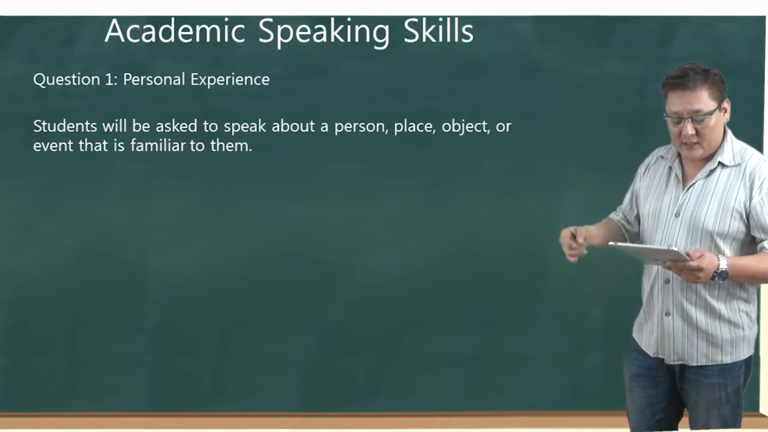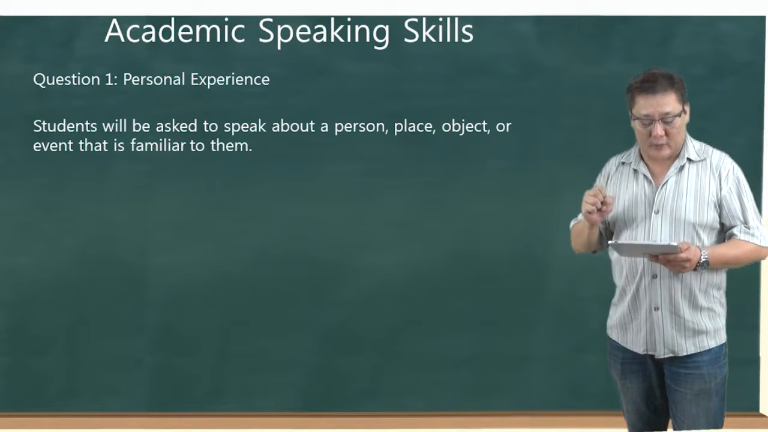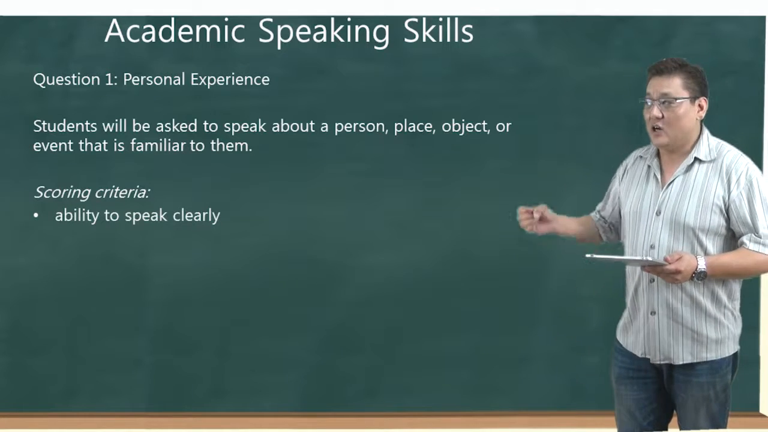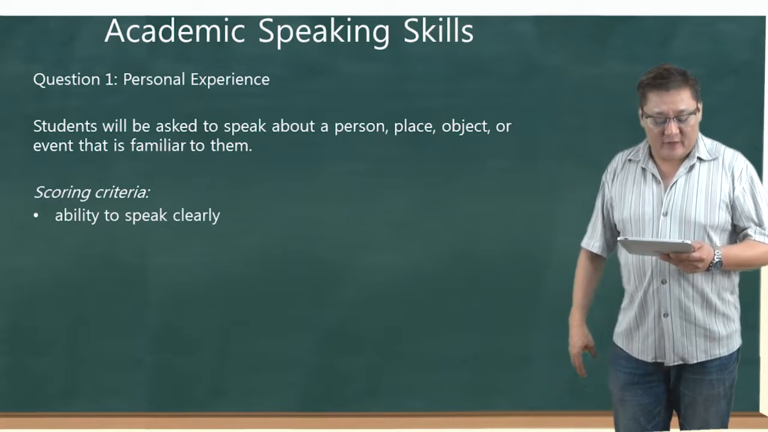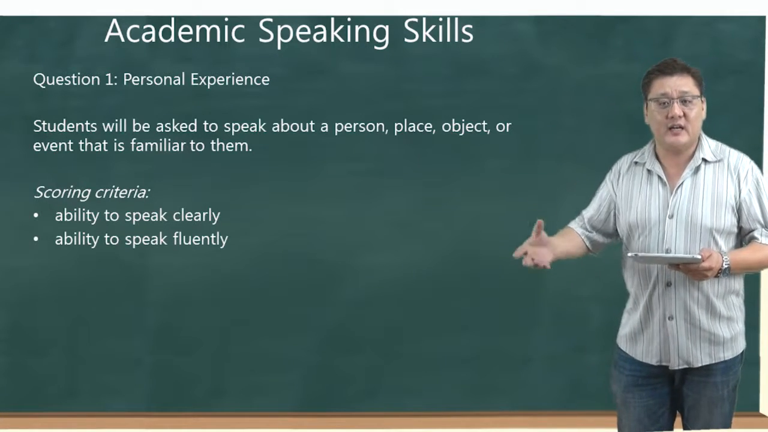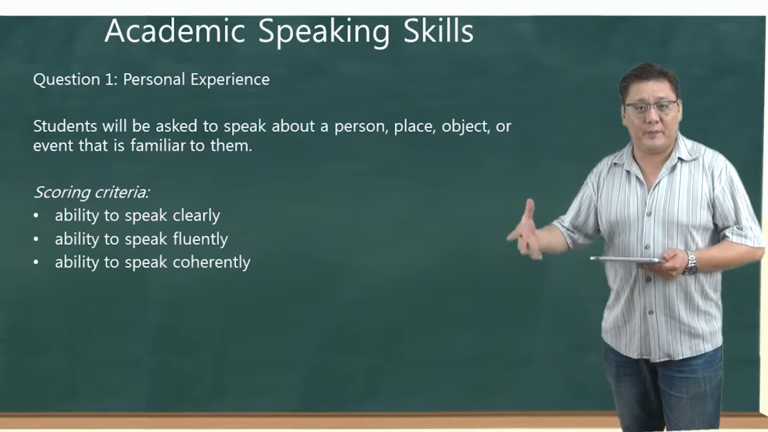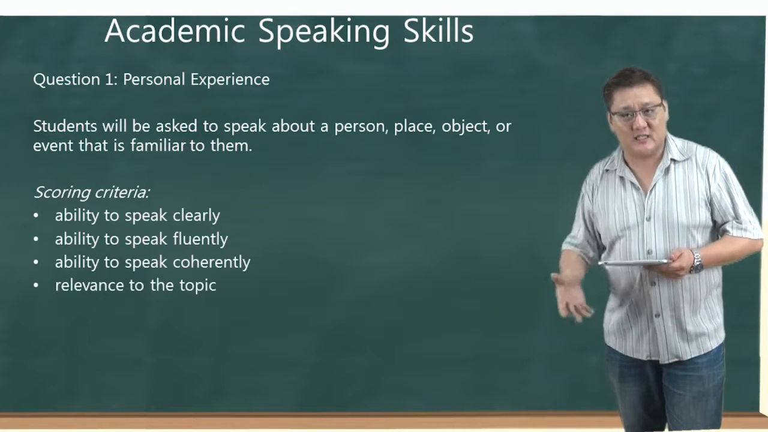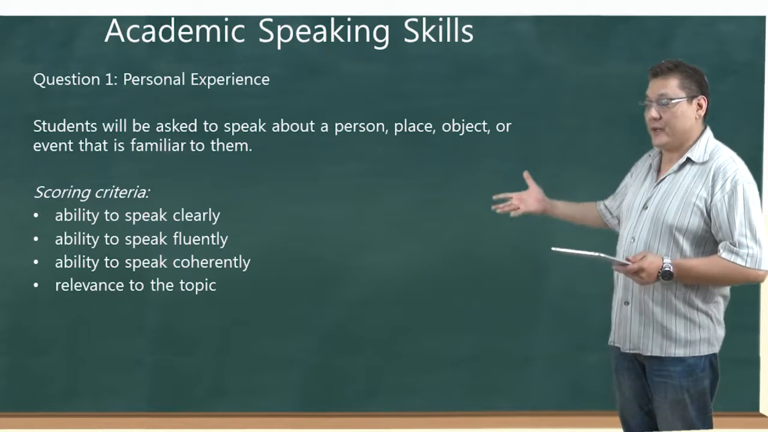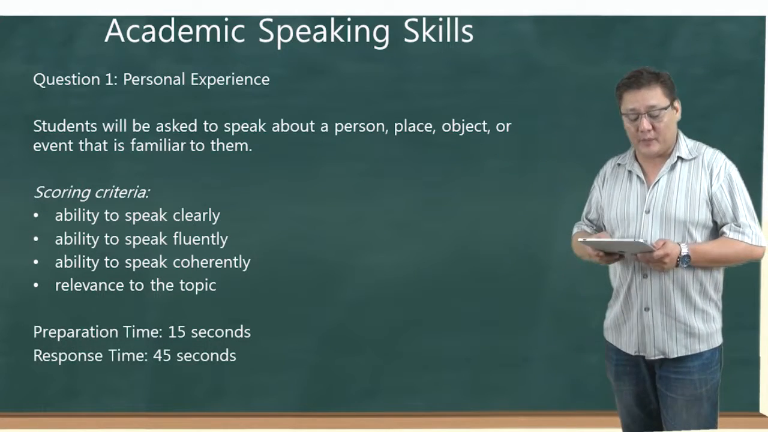Describe가 있는데, 이 섹션에서 ETS가 뭘 보냐면 you're looking at ability to speak clearly, 얼마나 깨끗이 얘기하는가. Fluently, 얼마나 자연스럽게 얘기하는가. Coherently, 상대방이 이해할 수 있는 정도로 얘기하는가. Relevance to topic, topic 내용에 supporting이 다 되는지. Now, the preparation time is you have 15 seconds, and you have 45 seconds to respond.